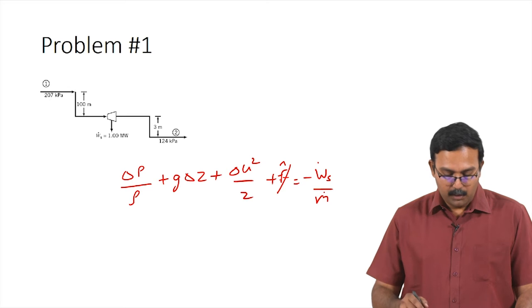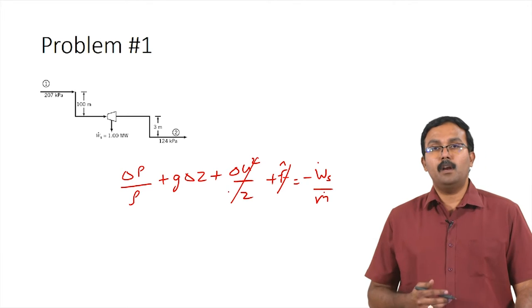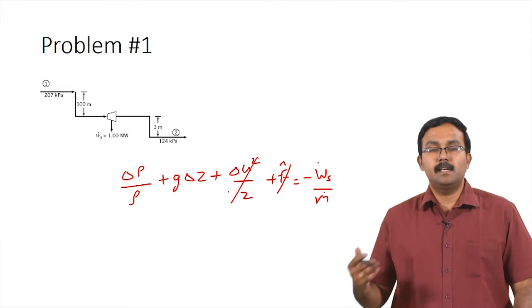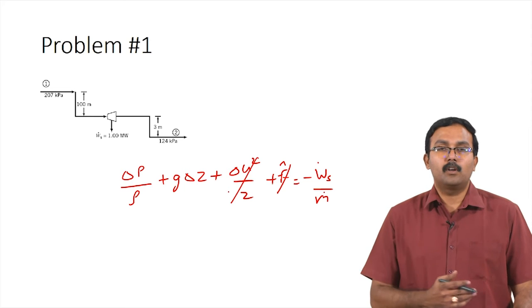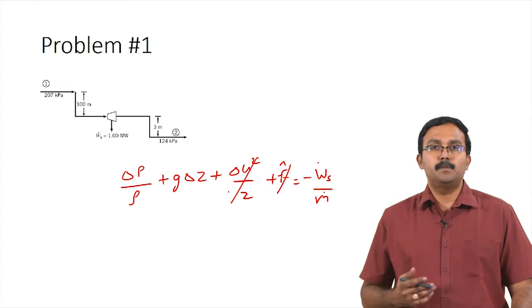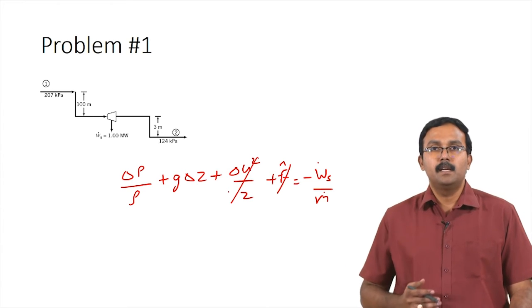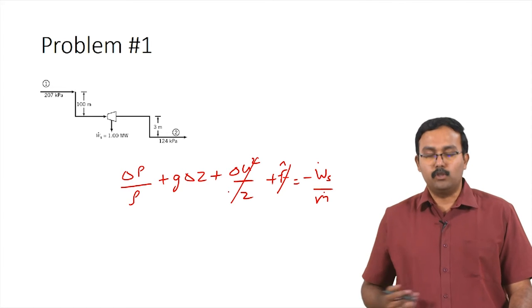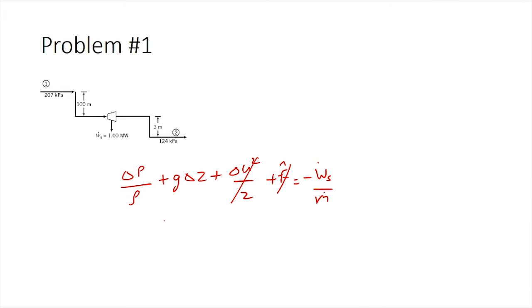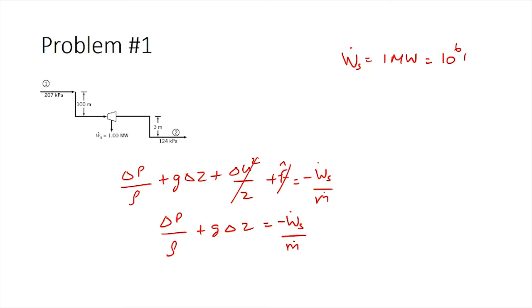We can also ignore the change in velocity because we have not been told that the conduit is changing in diameter. We have been told that the conduits are similar, which means we can assume that their cross sections are the same, which would indicate that the linear velocities would also be the same. So, the equation here simplifies to delta P divided by rho plus g delta z equals minus Ws-dot divided by m-dot. The shaft work has been given as Ws-dot equals 1 megawatt, which is equal to 10 power 6 Newton meter per second.